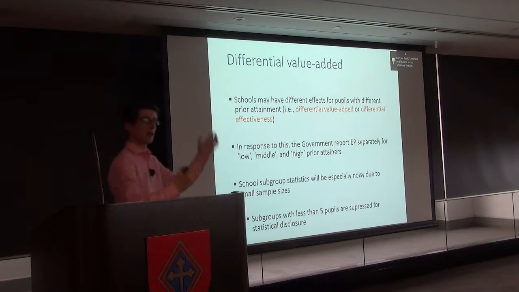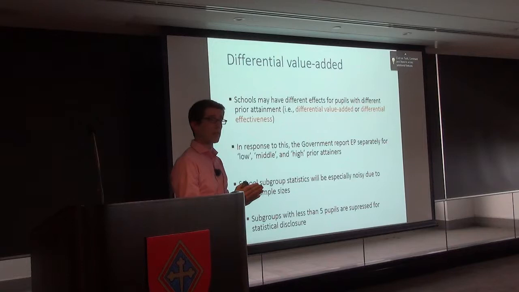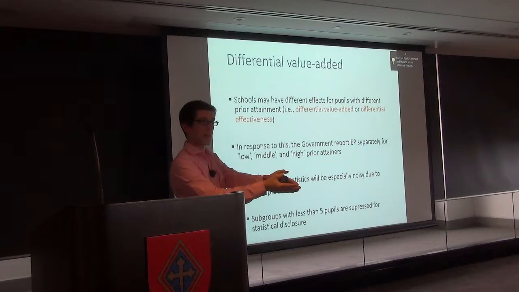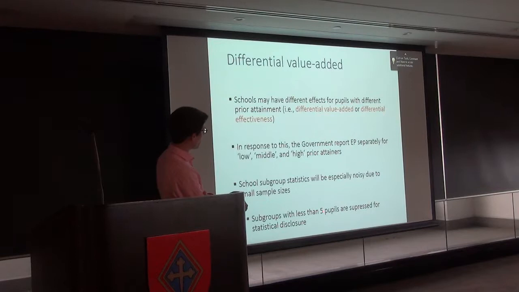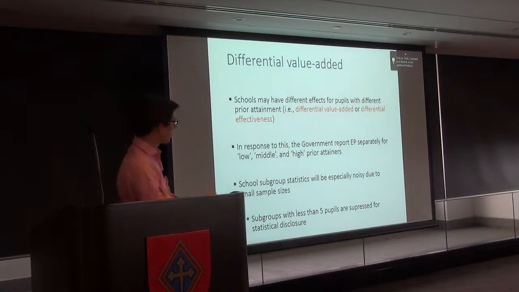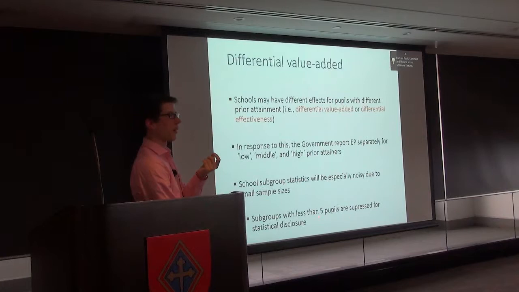And so they're starting to report all of these statistics I'm showing you separately for different subgroups of pupils. Here are the results for poor kids, here are the results for wealthier kids, for boys and for girls and so on. The problem is that some of these subgroups are tiny. They do say we won't publish anything with five or fewer pupils. The reason they give is statistical disclosure, so you can't identify the kids, and that's a good reason not to do it. They don't seem to pick up that five pupils is also rather small in terms of statistical reliability or precision. They don't seem to mention that.